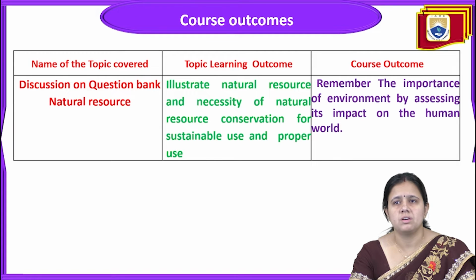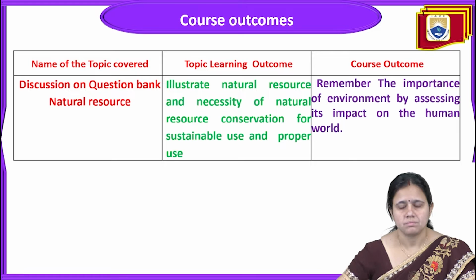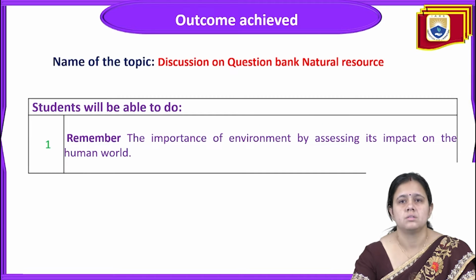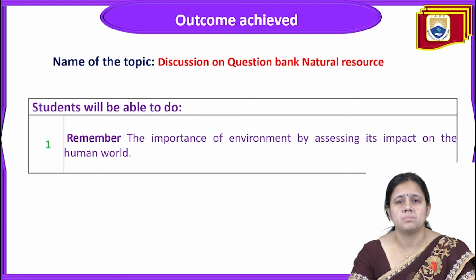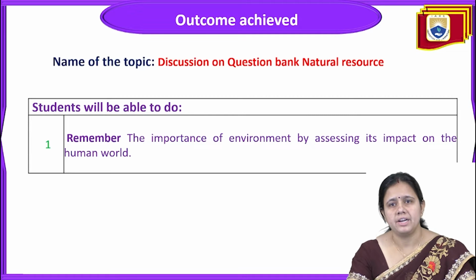Then the course outcome is that you will remember the importance of environment by assessing its impact on the human world. At the end of the subject, the student will be able to understand and remember the importance of environment by assessing its impact on the human world. This is the course outcome that we are going to achieve at the end of the course.